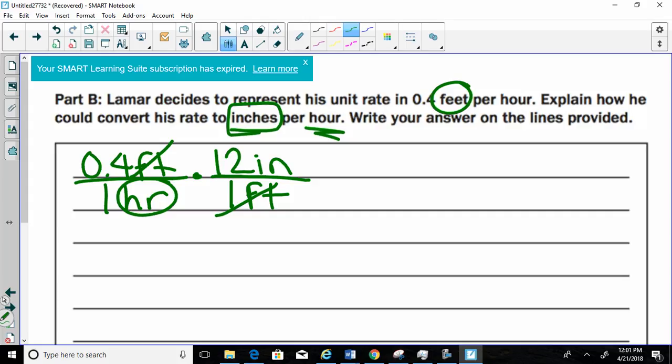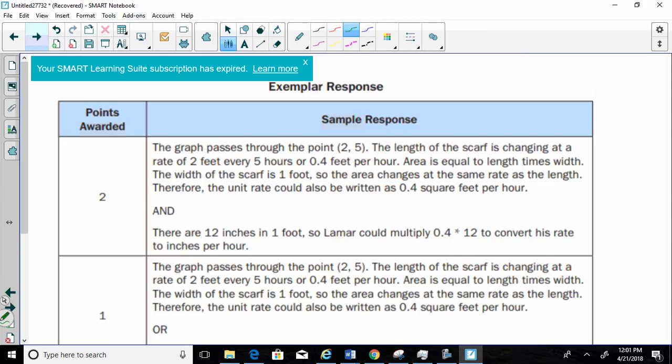You don't need to actually get the answer. What is the point? Just explain how he could. And so the answer: there are 12 inches in a foot, so Lamar can multiply 0.4 times 12.